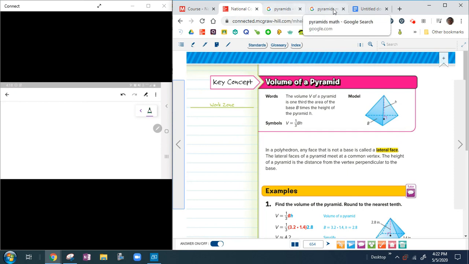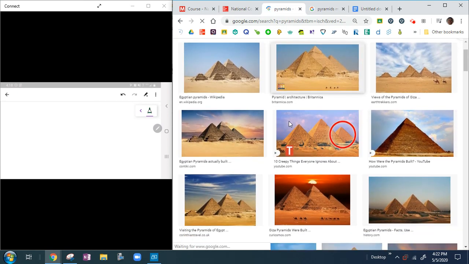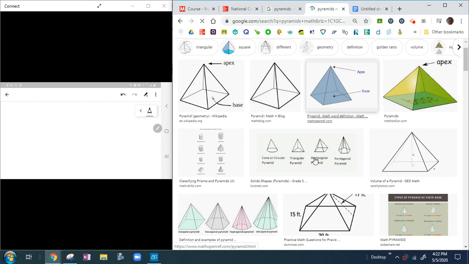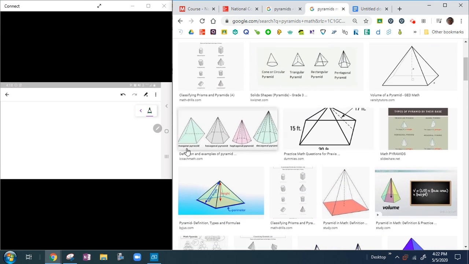Just to lighten the mood a little bit, I found some pictures of what you often think about when you hear the word pyramid. All right, and then I also have mathematical pyramids, which you probably don't think about all that often. I like these ones. You see the bases. That's a rectangular pyramid, hexagonal pyramid, heptagonal pyramid, seven-sided base, decagonal pyramid. Anyway, so those are mathematical pyramids.